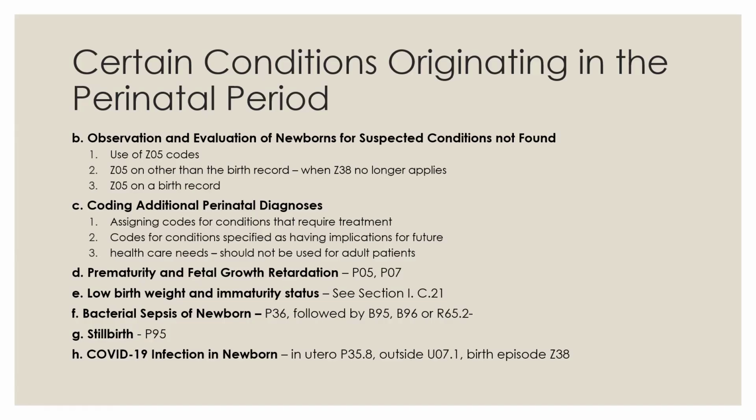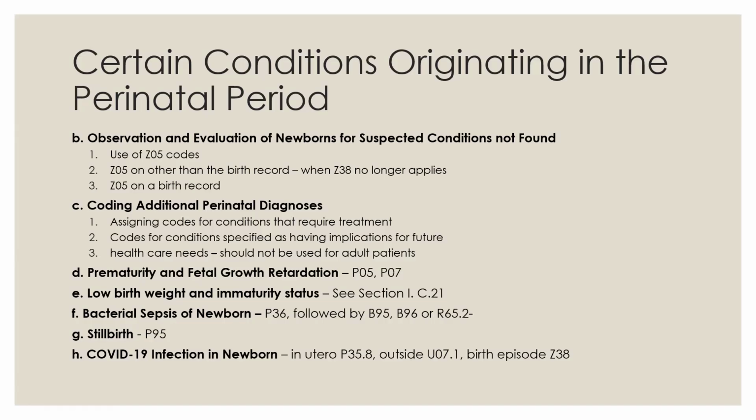And number three for this section, Z05 on a birth record. A code from category Z05 is to be used as a secondary code after the code from category Z38 for live-born infants according to the place of birth and type of delivery.